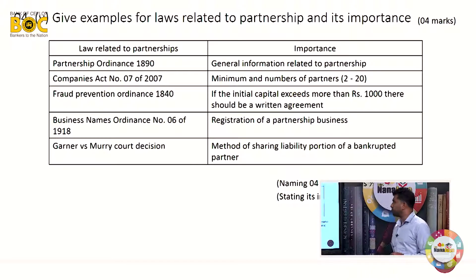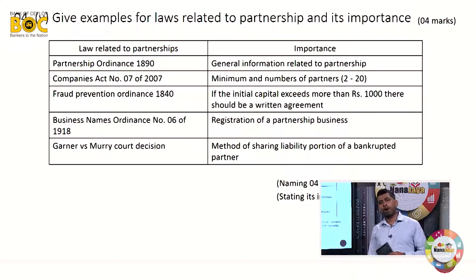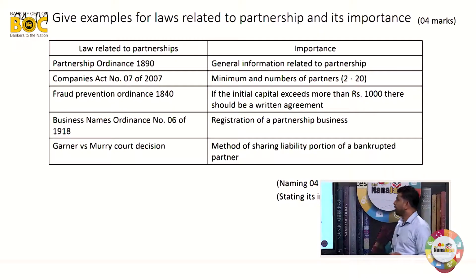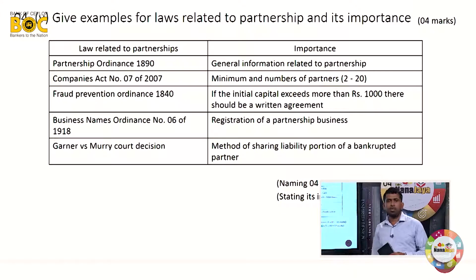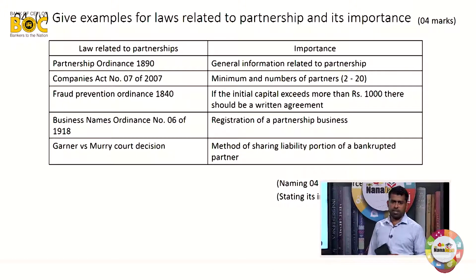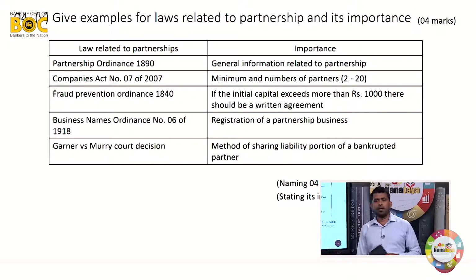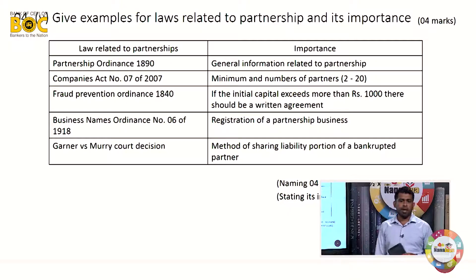Companies Act number 7 of 2007. This says there should be minimum 2 and maximum 20 partners. Fraud Prevention Ordinance 1840. If the initial capital exceeds 1000 rupees, there should be a written agreement. Business Names Ordinance number 6 of 1918. This is related to registration of partnership business. And the last one is Garner versus Murray court decisions. It says the method of sharing the liability portion of a bankrupted partner.